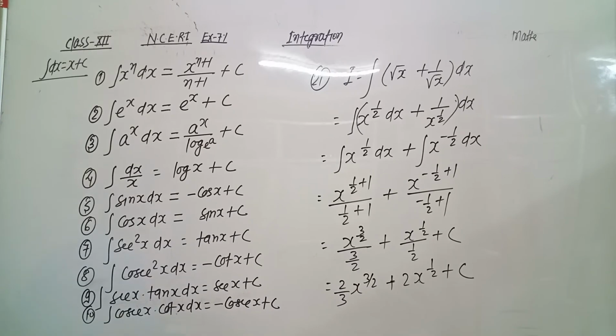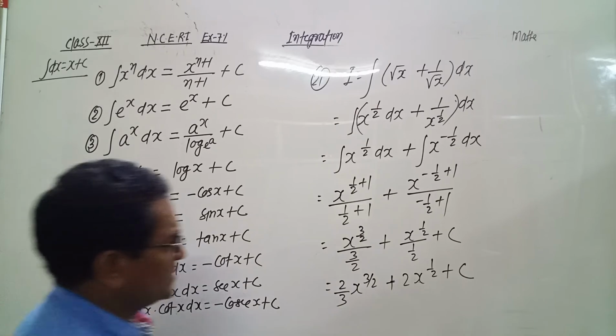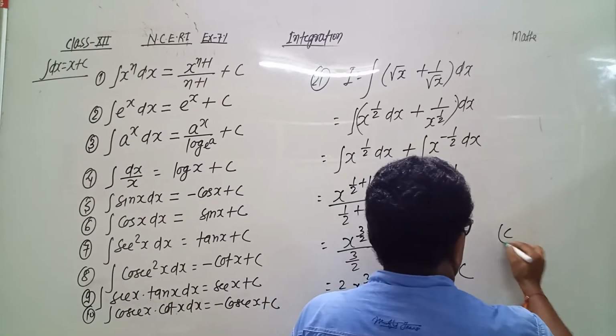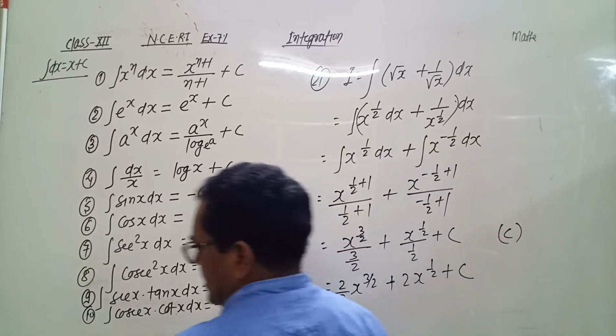So the correct option is 2 by 3 x raised to the power 3 by 2 plus 2 x raised to the power 1 by 2. C is the correct option.